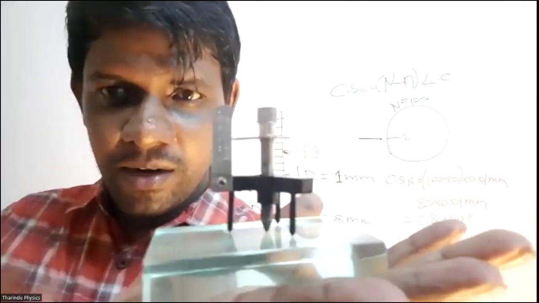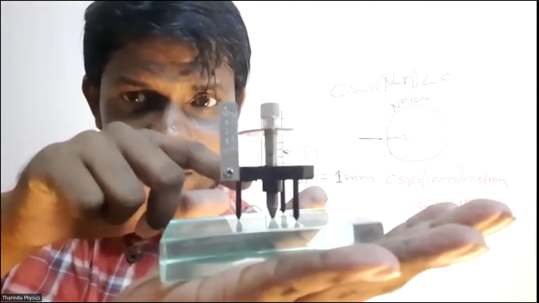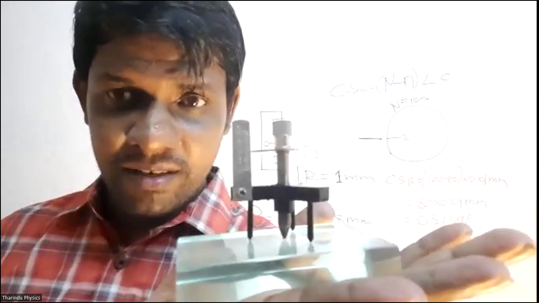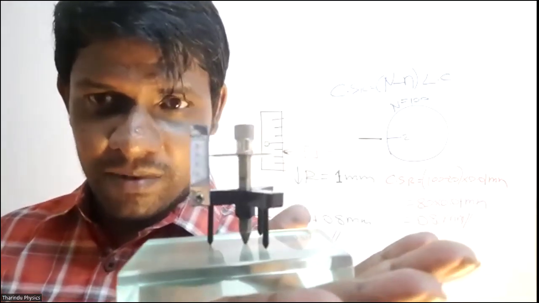See, you have to check firstly the image. Image means it is like a partial reflection. There's a thing called partial reflection.